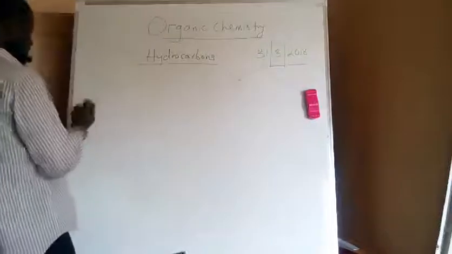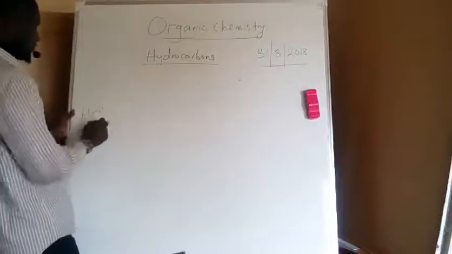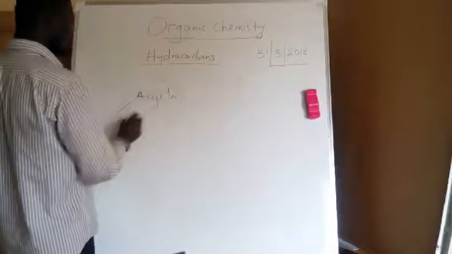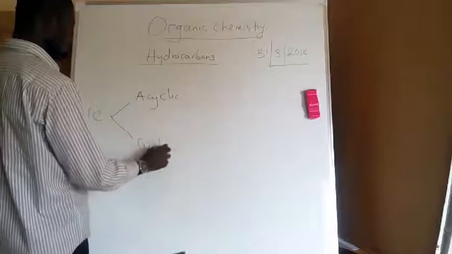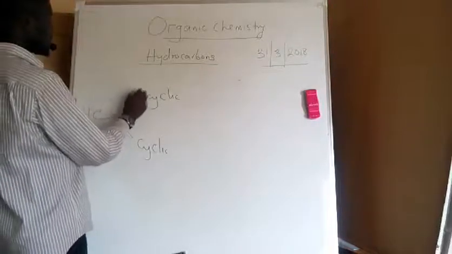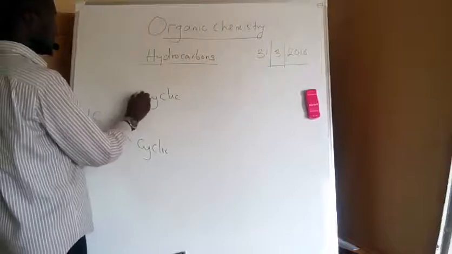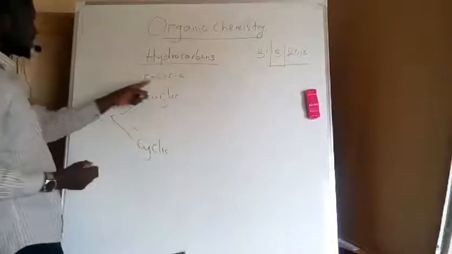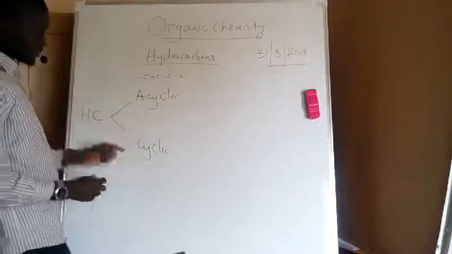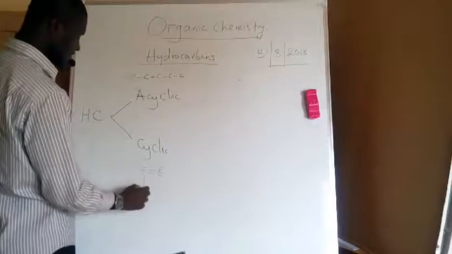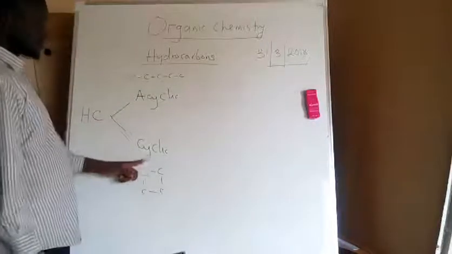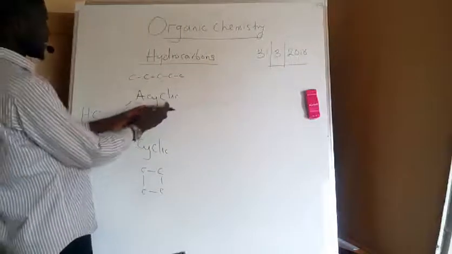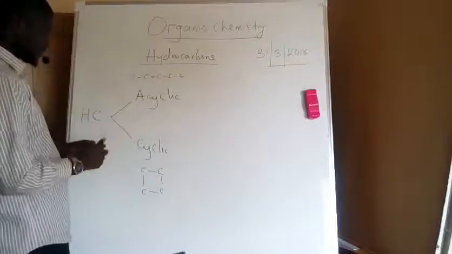Now, hydrocarbons are divided into two classes. We have acyclic compounds and we have cyclic compounds. The acyclic compounds are compounds that exist in straight chain, like this. But compounds that exist in cyclic form, we call them cyclic hydrocarbons. So cyclic hydrocarbons exist in cyclic form, while acyclic hydrocarbons exist in straight form, which is the opposite of this one.